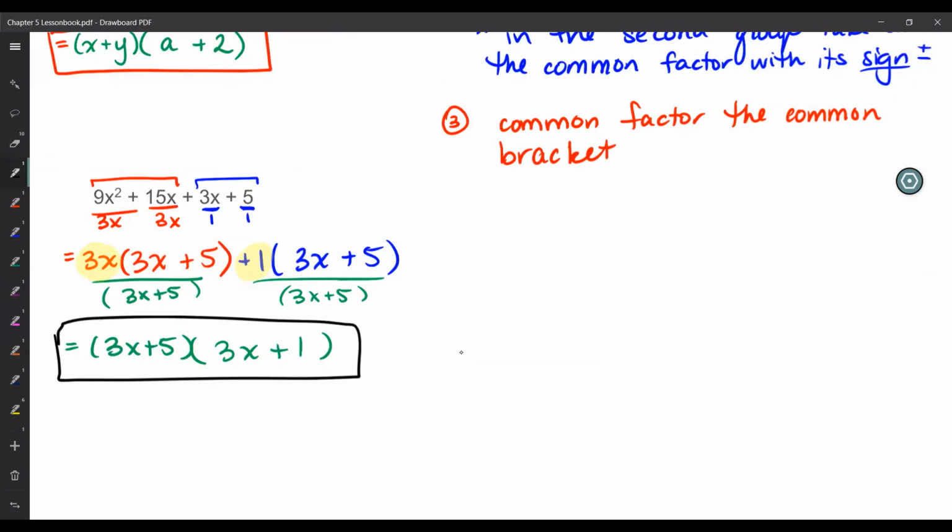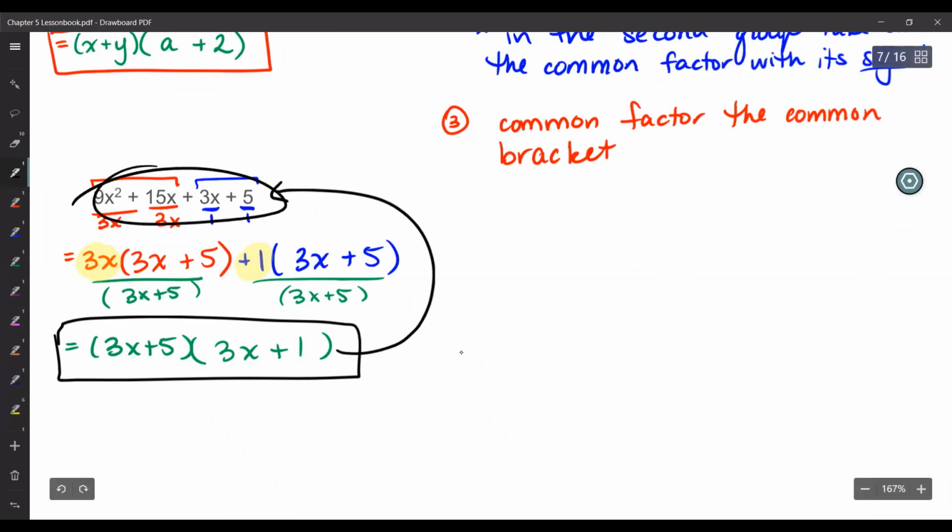Any ideas how we can check to make sure that this equals this? What did we say was the opposite of factoring? Distribution. Yeah, so if I FOIL it, I should get this back in my first step of FOILing before I combine 15x and 3x. So you can actually FOIL to check these.